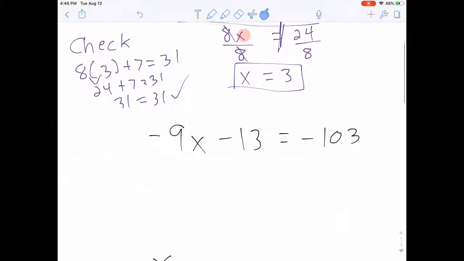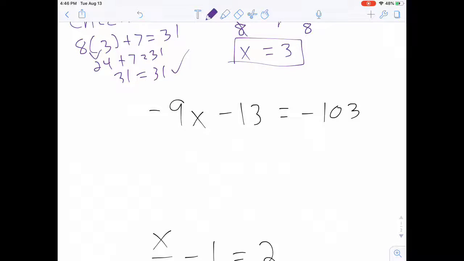The next example here, negative 9x plus negative 13 equals negative 103. Again, start with the line where my equal sign is. Our goal is to get x by itself. I look at what's furthest away from the x on that side of the equal sign. So we have a minus 13. The opposite of subtraction is addition, so I must add 13 to both sides.